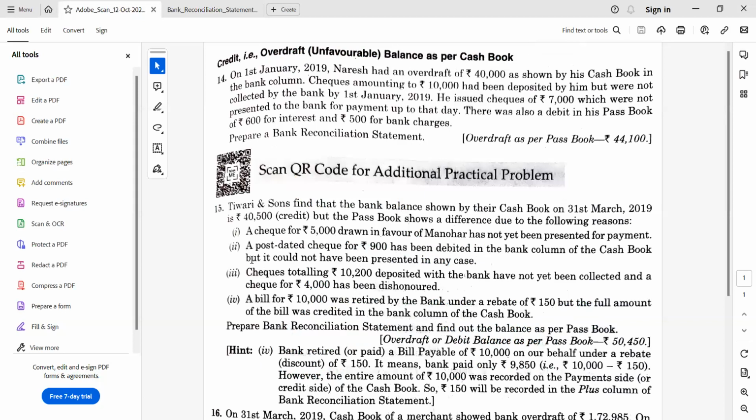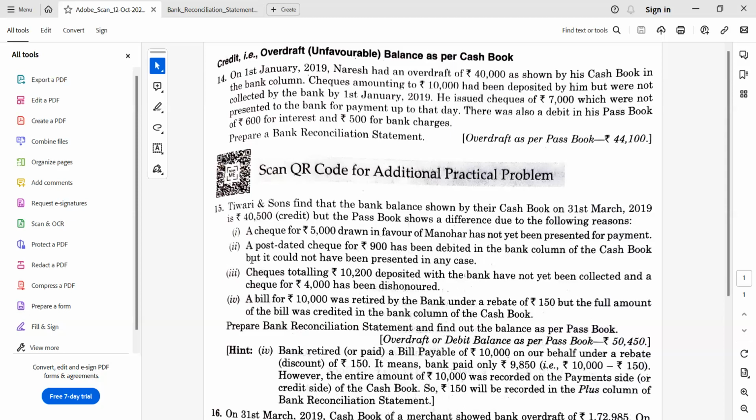Okay. Now, after completing these two types of questions, first was debit balance as per cash book, and the second is credit balance as per passbook. Now we have to use overdraft balance or negative balance as per cash book and passbook. So first, read question number 40.